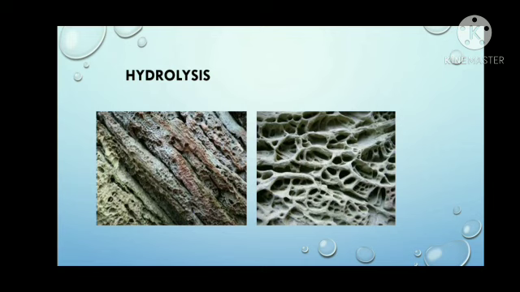Next, we have hydrolysis. Hydrolysis takes place when acid rain reacts with rock-forming minerals, such as feldspar, to produce clay and salts that are removed in solution. The only common rock-forming mineral that is not affected is quartz, which is a chemically resistant mineral.